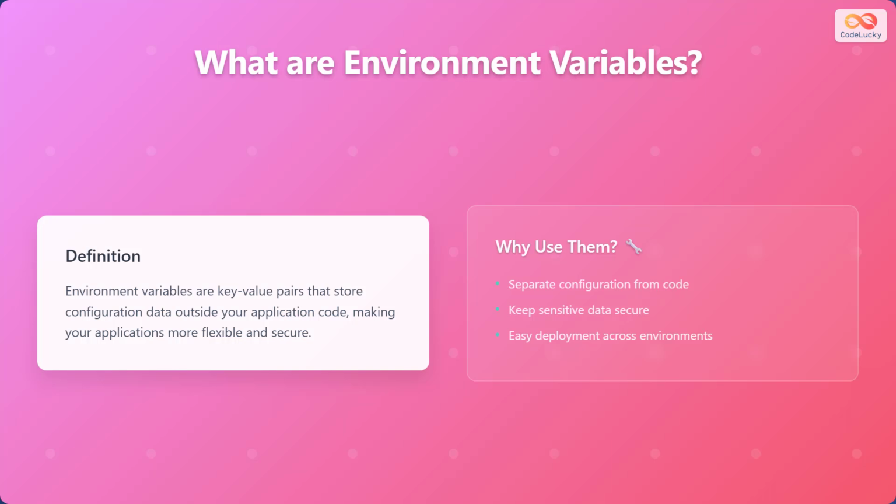So, why should you use environment variables? Firstly, they help separate configuration from the actual code. Secondly, they ensure that sensitive information, like passwords and API keys, are kept secure. Finally, they facilitate easy deployment of your application across various environments, such as development, testing, and production.